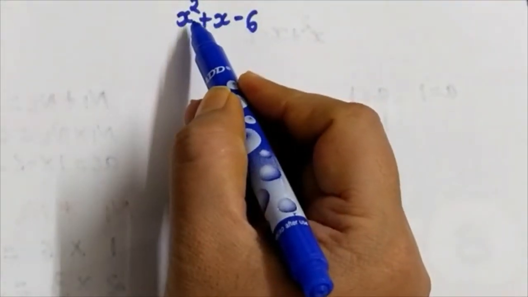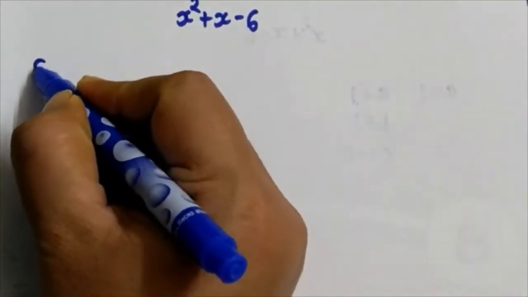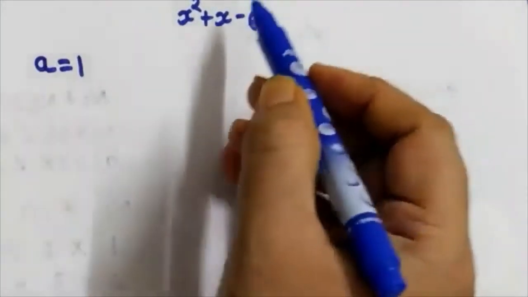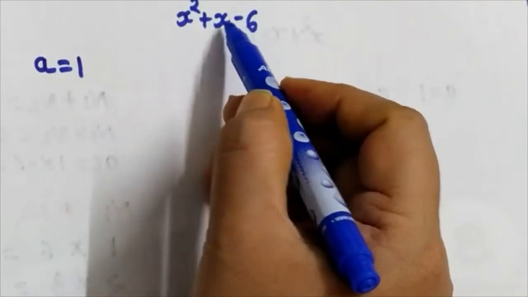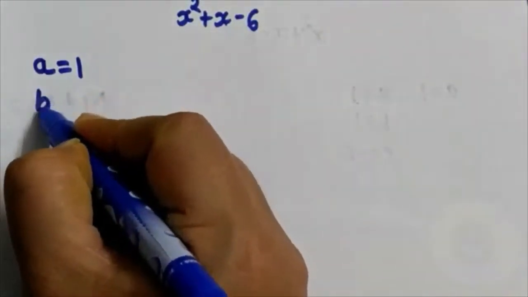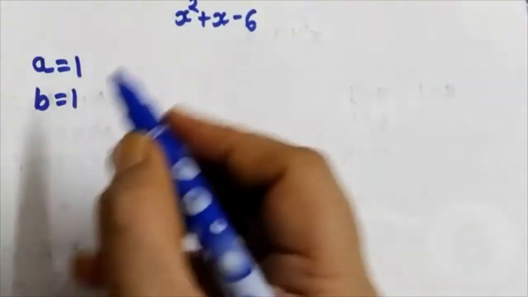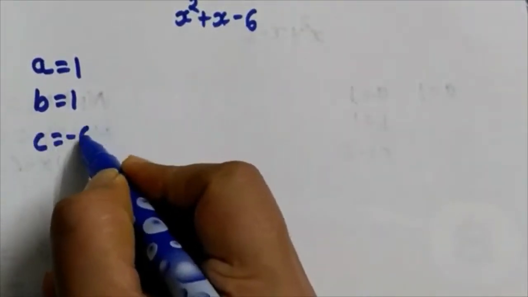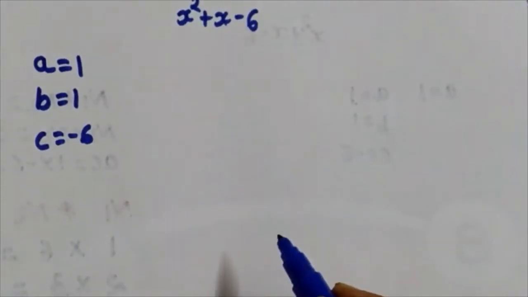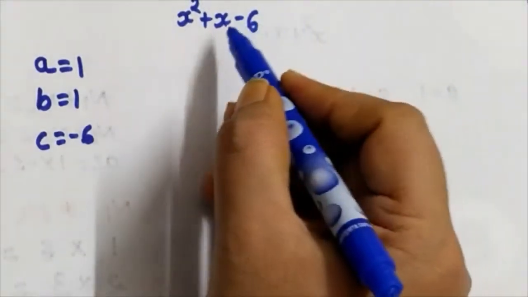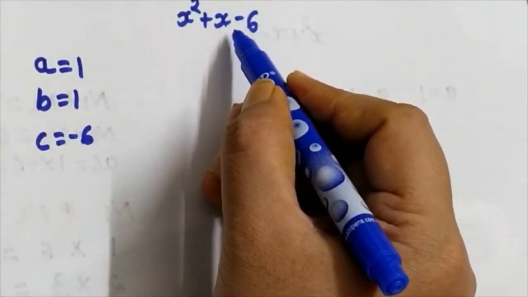By applying the same concept, let's factorize x square plus x minus 6. Here, coefficient of x square is 1, so we'll write a is equal to 1. Coefficient of x is also 1, so we'll write b is equal to 1. And here constant is minus 6, so we'll write c is equal to minus 6. To factorize this polynomial, we need to split the middle term, which is 1.